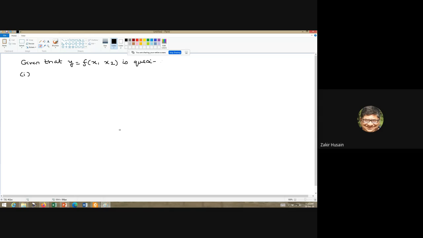Wait. Convex, right? Y is increasing in both variables. Okay, let's suppose this is the question, right?